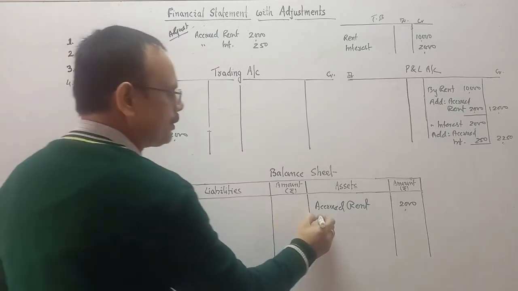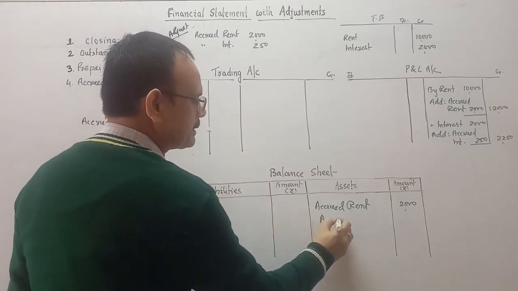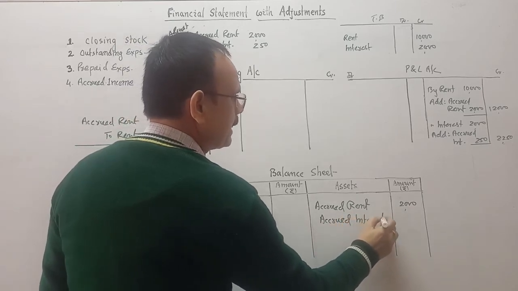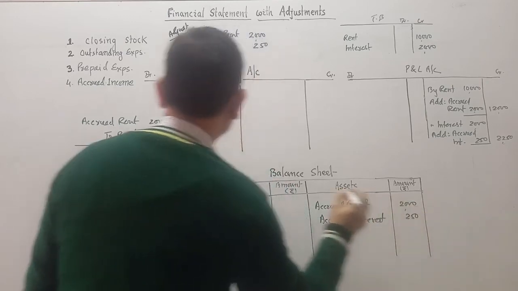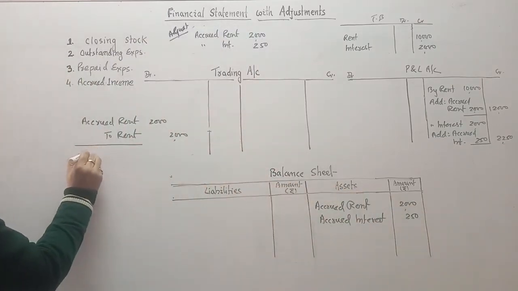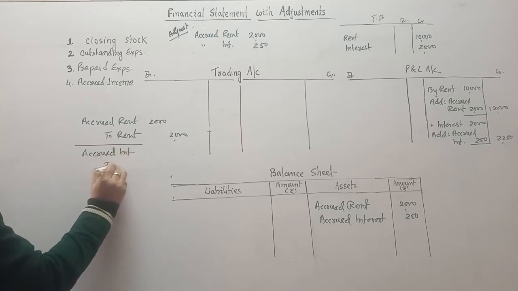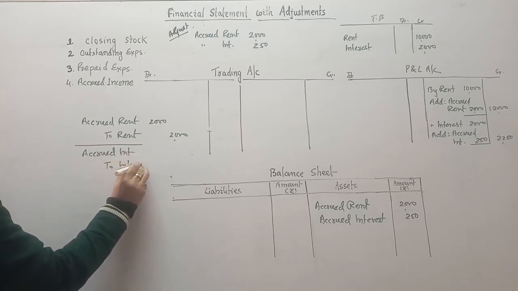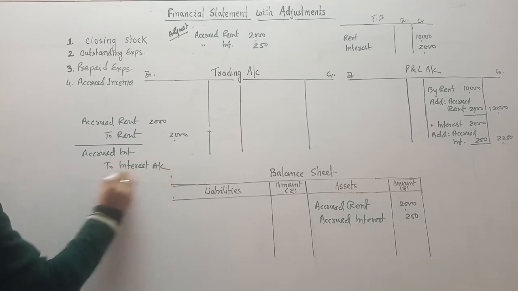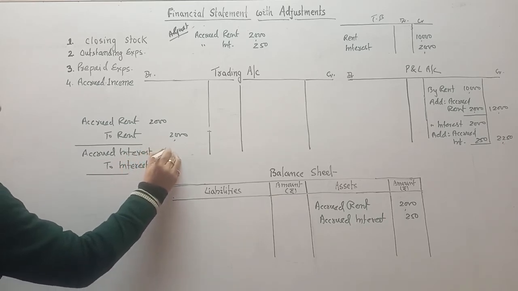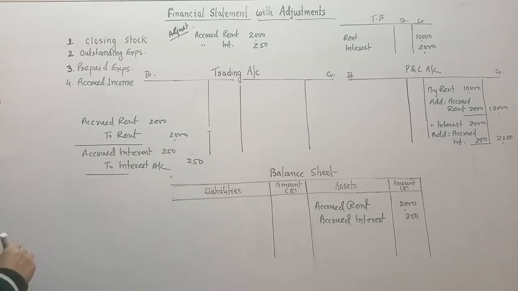And you write the accrued interest over here in the asset side. It's a current asset, accrued interest, in the asset side, that is 250. And the entry will be accrued interest account debit to interest account, that is 250. This will be the adjusting journal entry. Is it clear?